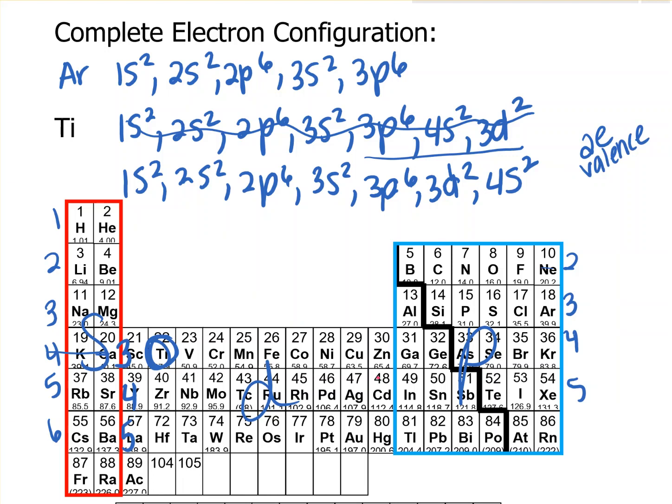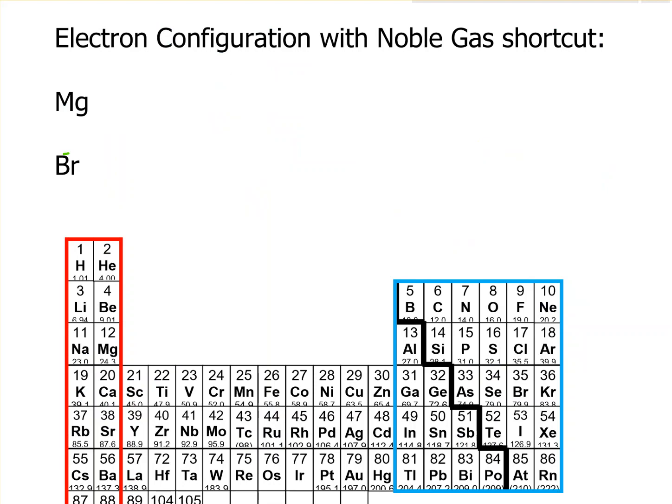You notice there's a lot of repetition. If we look at this, argon and titanium are the same for all of this part. So there is a way to take a shortcut and not have to write all the part that's repeated. So let's label this. Don't forget, these are one less. Okay, and then so magnesium is right here.